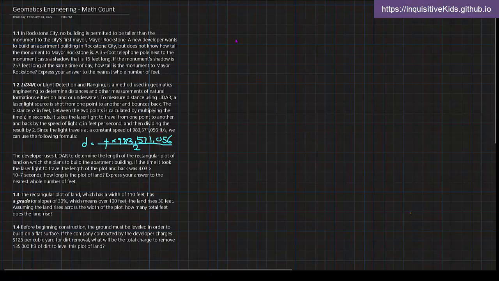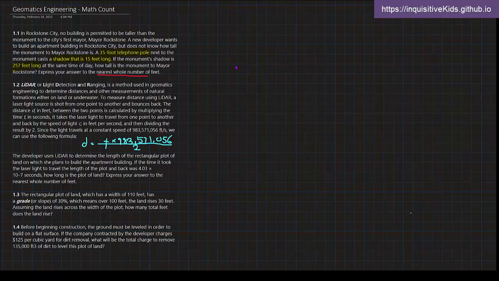Let's review this question. So the builder wants to find how tall the monument is. There is a 35-foot telephone pole next to the monument that casts a shadow that is 15 feet long. So if the monument's shadow is 257 feet long at the same time of day, how tall is the monument to Mayor Rockstone? Express your answer to the nearest whole number of feet. So, nearest whole number.